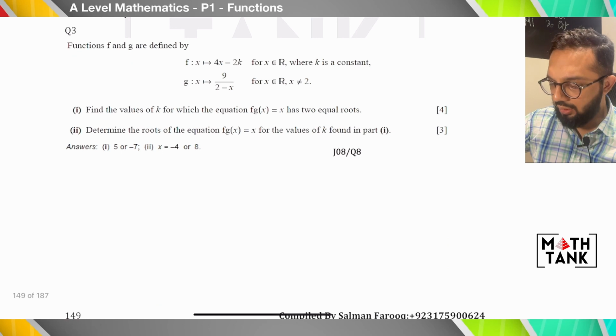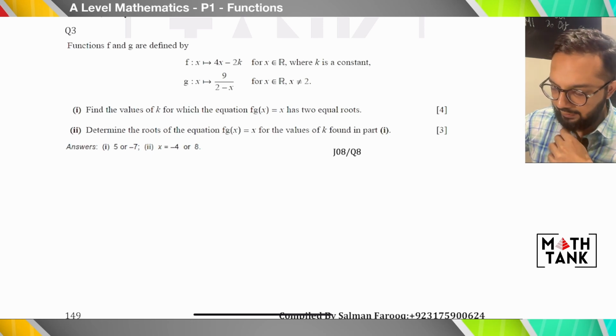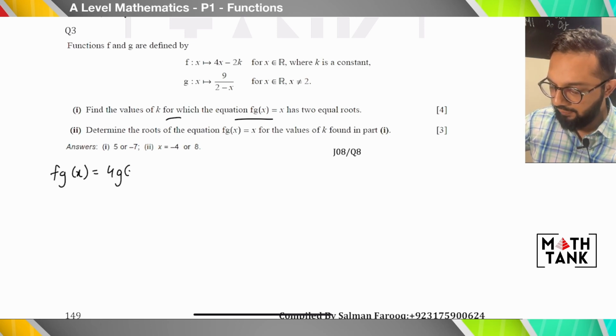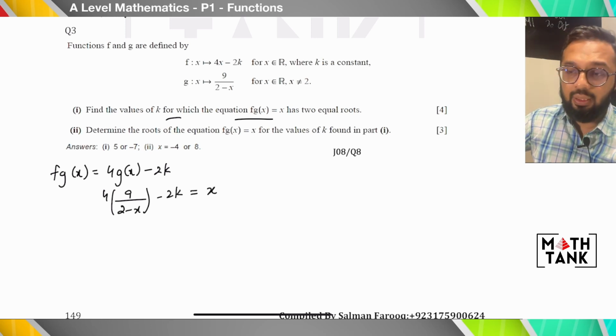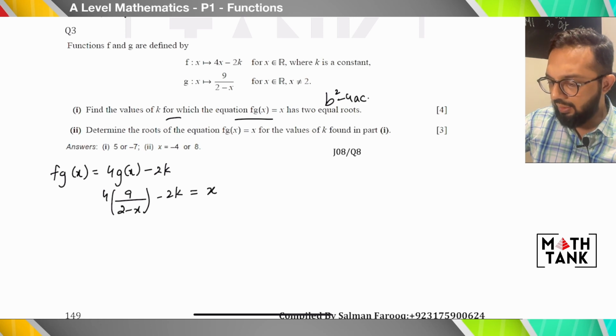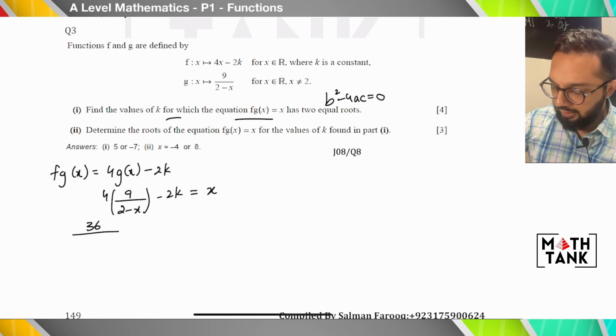It says functions f and g are defined by f of x equals 4x minus 2k, x is from the set of real numbers where k is a constant. g of x is this. Find the values of k for which the equation fg of x equals x has two equal roots. So fg of x, 4 times g of x minus 2k, 4 times 9 over 2 minus x minus 2k equals x, and this equation has two equal roots, which means that b squared minus 4ac equals 0. So 36 over 2 minus x minus 2k equals x.